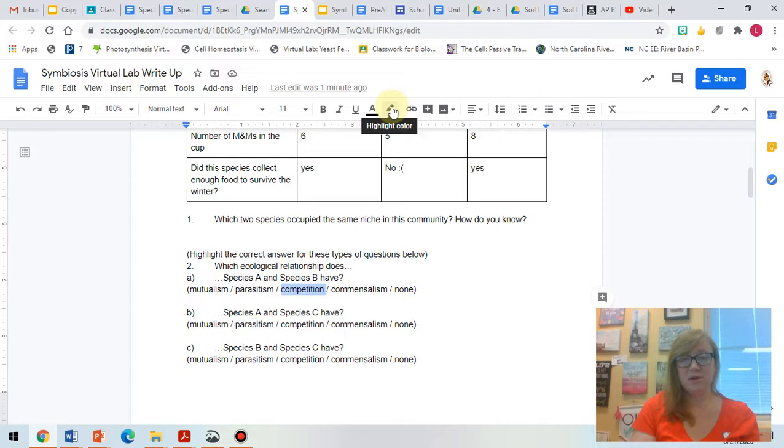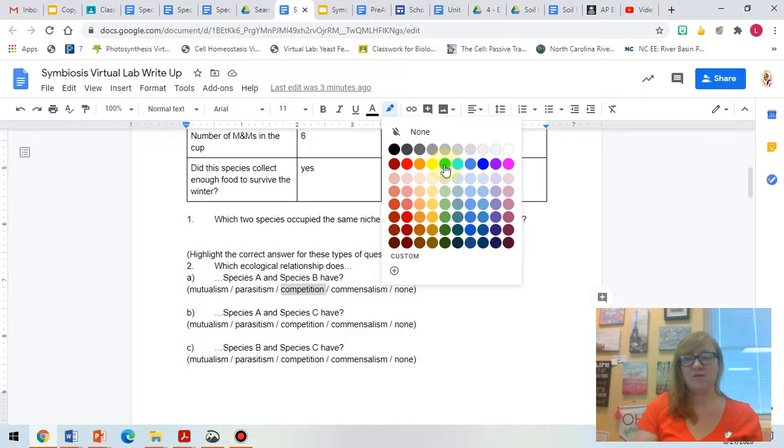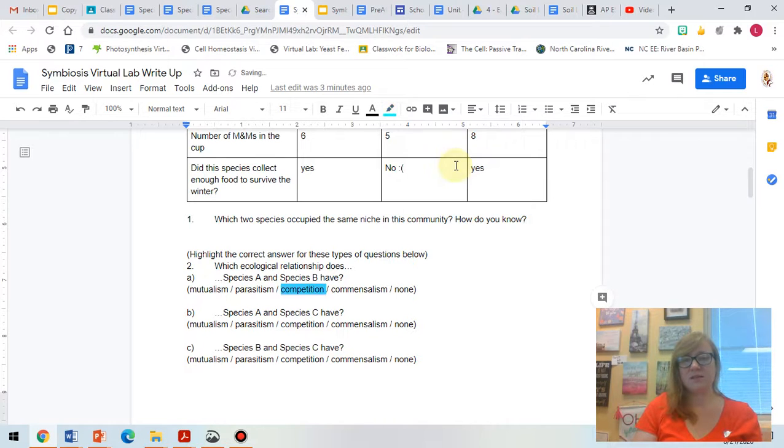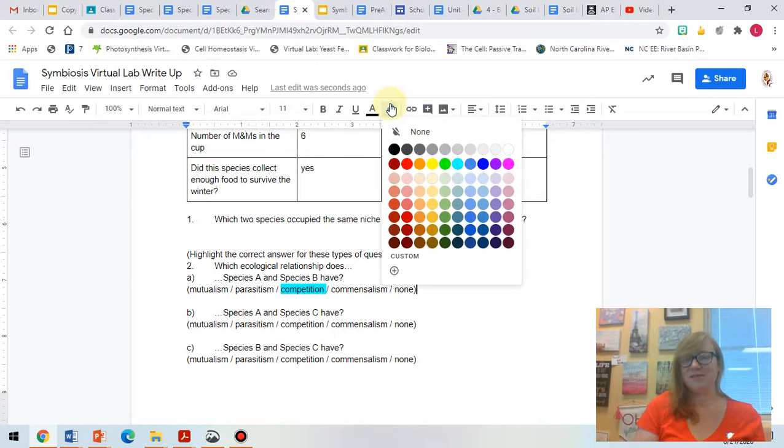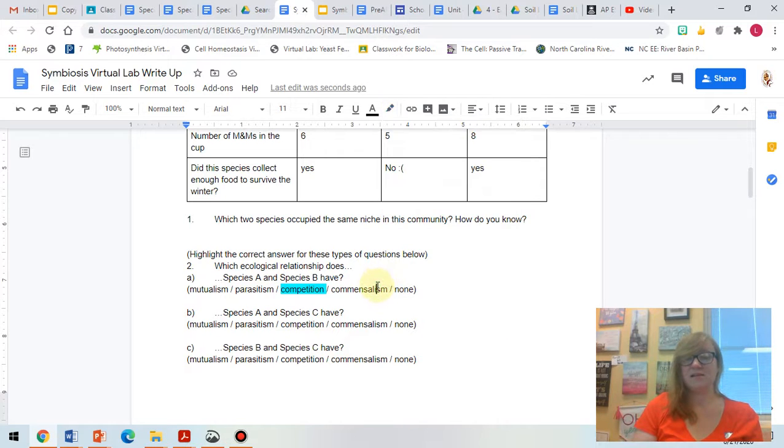So to highlight the correct answer, you go right up here where my mouse is, where it says highlight color. Pick whatever color you want. I love green, but I also think this bright blue looks nice. So pick whatever color you want as long as I can sort of read it. Just don't pick something super dark so I can't read the words, okay? And then highlight the answer. Sometimes the answer is none. That's possible. If they're not doing anything to each other, they might have no relationship with each other. Okay?